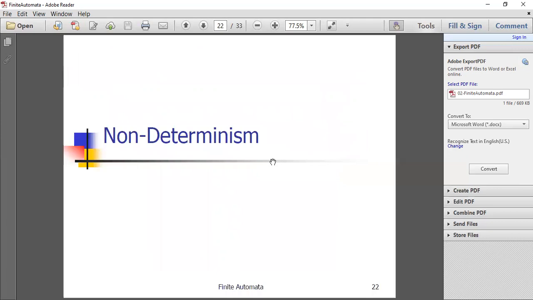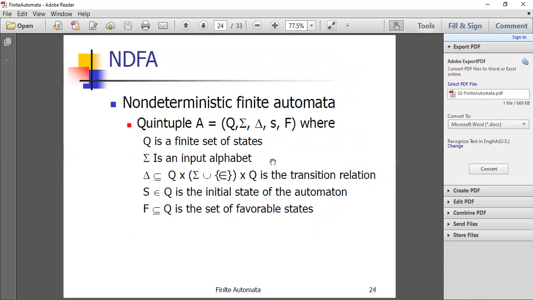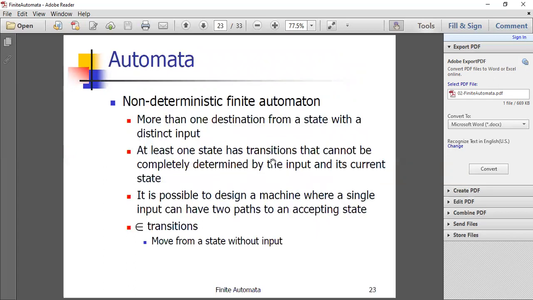Okay. So we are going to see in the next class what is non-deterministic finite automata. This also comes under the finite automata.